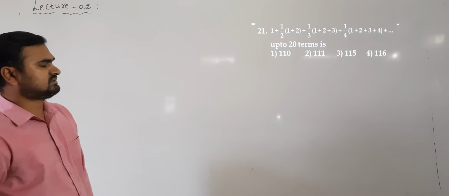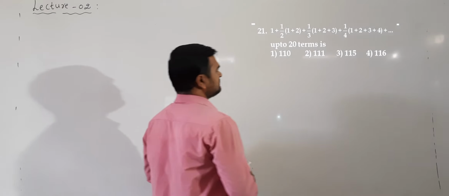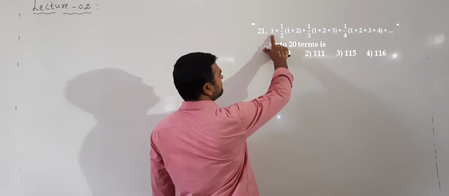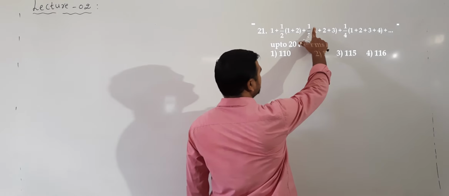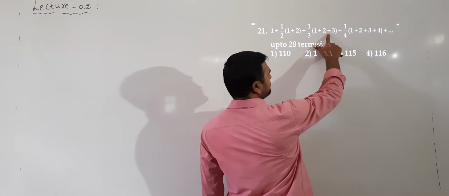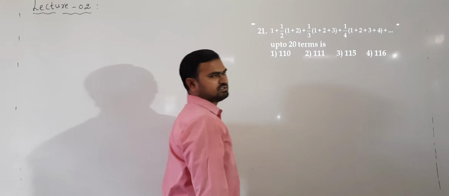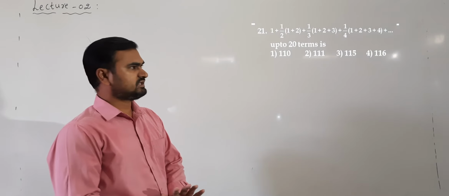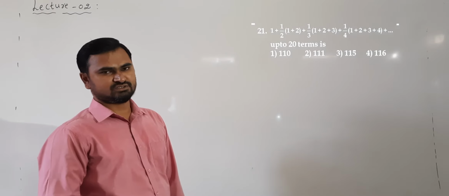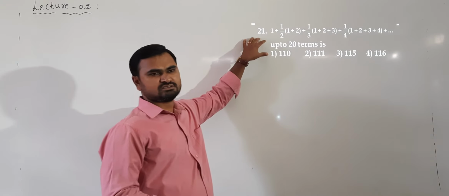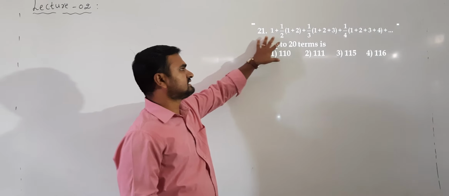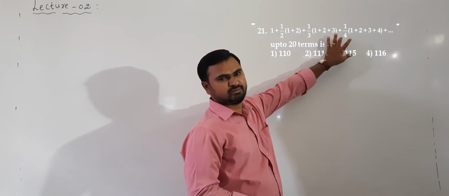Now, to take the sum up to 20 terms here, observe the first term is 1. The second term is 1 by 2 into 1 plus 2. The third term is 1 by 3 into 1 plus 2 plus 3. The fourth term is 1 by 4 into 1 plus 2 plus 3 plus 4, and so on. So there is some pattern here. Using that pattern, let us decide what the nth term is.